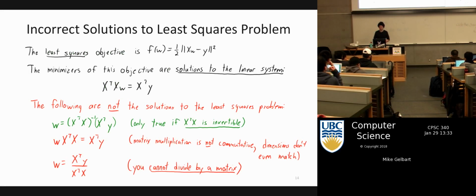Okay, incorrect solutions to the least squares problem. In other words, don't take this too far. These things, by the way, are called the normal equations. Equations plural because it's a system of equations, even though there's only one equal sign. We don't want to do something like this thing at the bottom, which is what we did on Friday: W equals this thing divided by that thing. That is okay when this thing and that thing are scalars, but it's not okay when they're vectors and matrices.